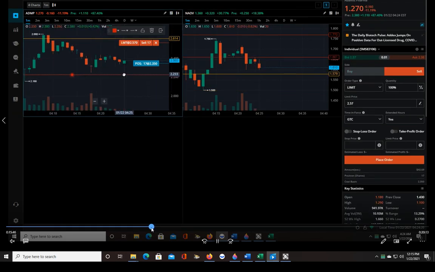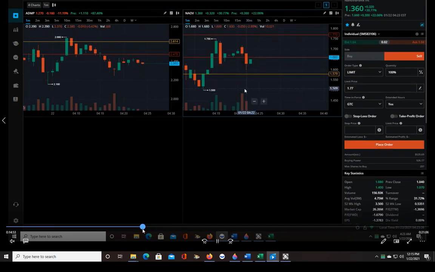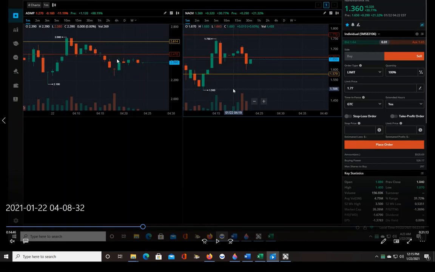It looks like I took another entry here. One second. So yeah, I remember what happened here on ADMP. I guess it was while I was in this trade. This thing made a new low, a low from this trend here.